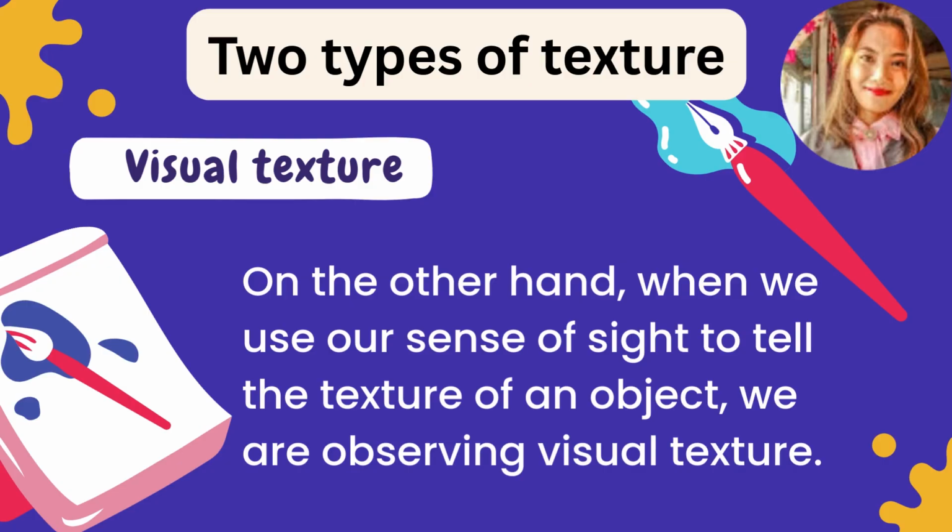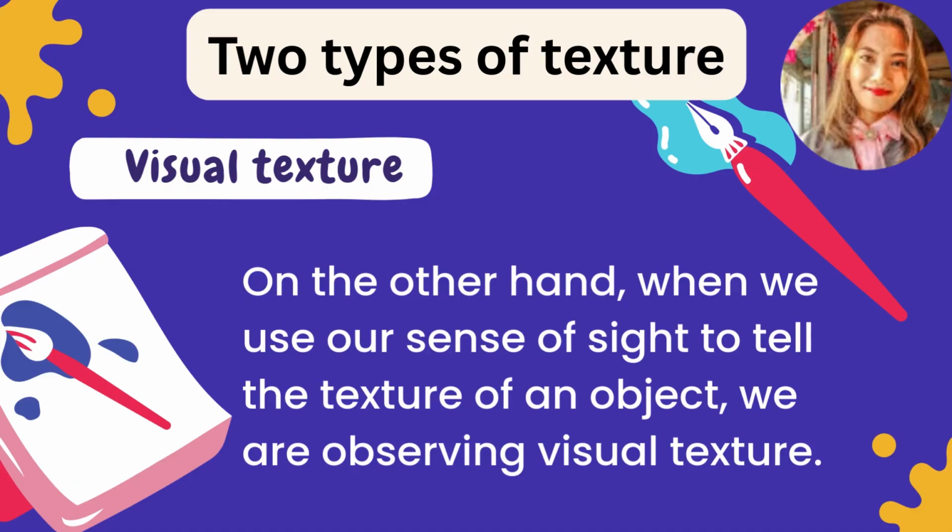Okay, when we use our sense of sight to tell the texture of an object, we are observing what is called visual texture. For example, a picture of tree bark looks rough, even though the paper is smooth. Second, a picture of silk looks soft and shiny, even if we cannot actually feel it. So that is visual texture.